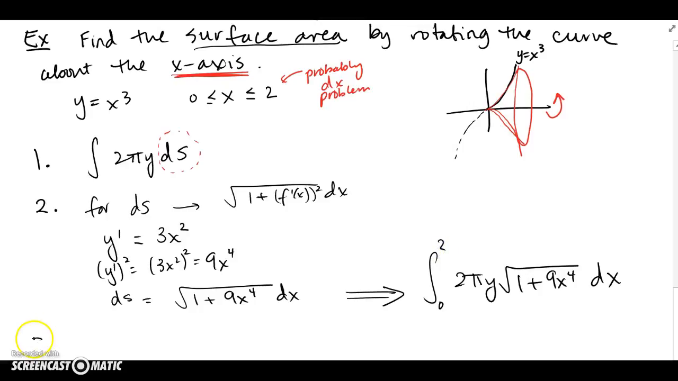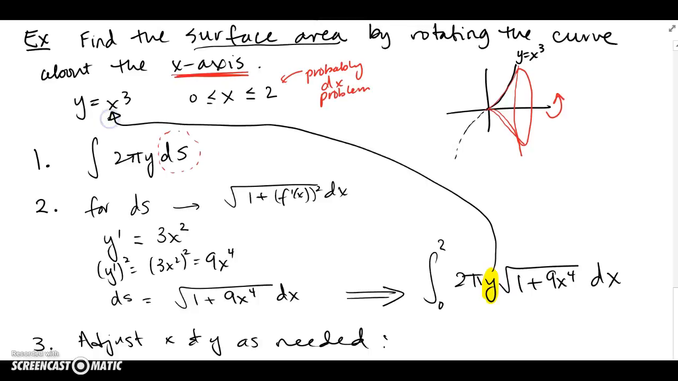And remember, my third step was to adjust x and y as needed. Here's what I mean. You set up your integral, you're ready to go. However, this y is causing an issue because you have an integral dealing only with x's, but you have a y there that's annoying you. That's not a big deal because you know to replace that y with its equivalent x version. So adjust x and y as needed simply means if the integral you set up is not all in terms of the same variable you wanted to deal with, adjust them.